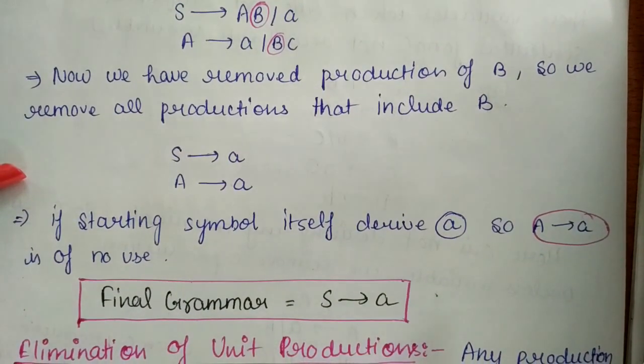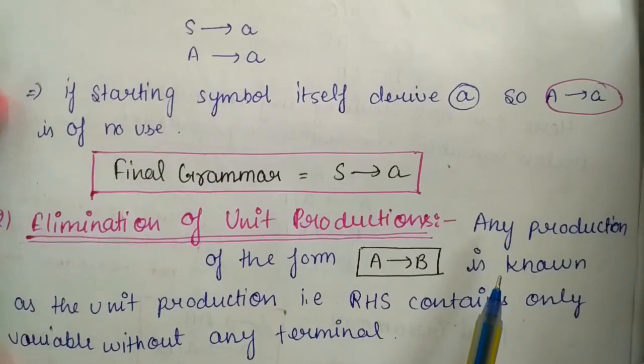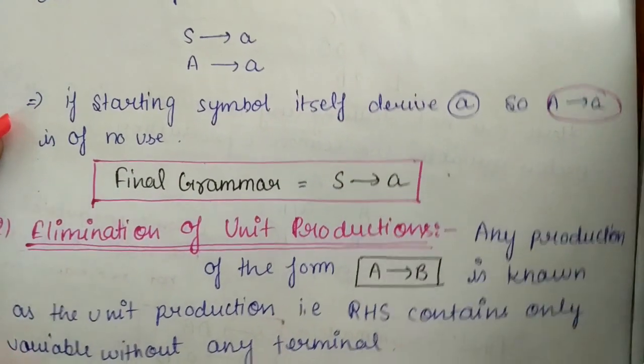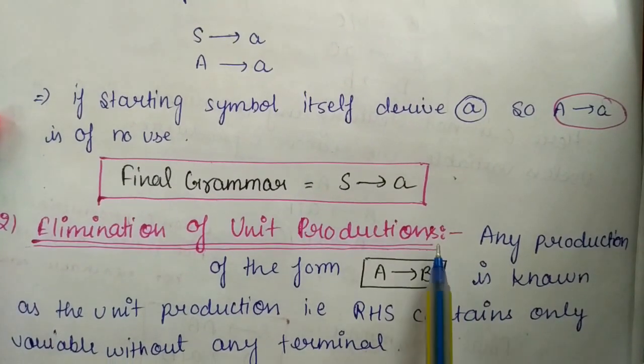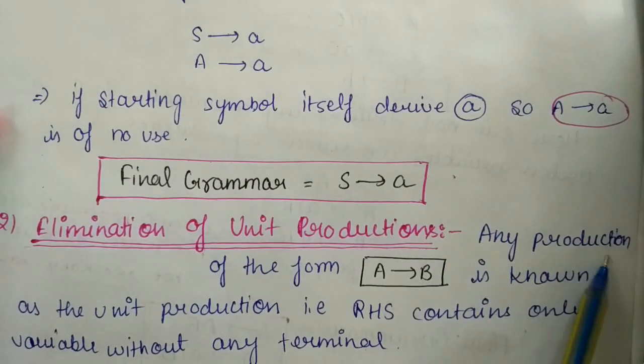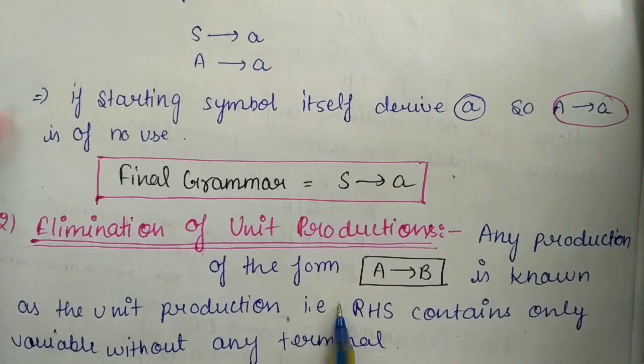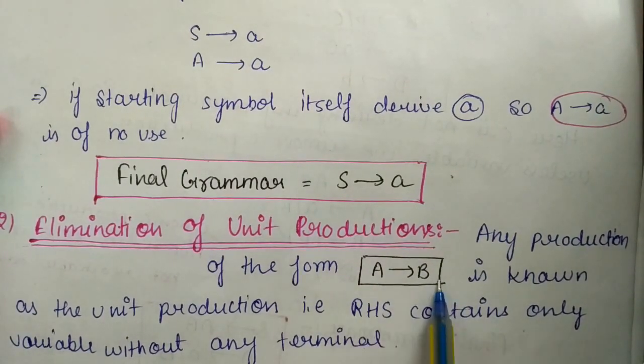Okay, now coming to the next point, elimination of unit production. First of all, you will have to understand what a unit production is. Any production of the form A tends to B is known as a unit production. Okay, this is known as a unit production.